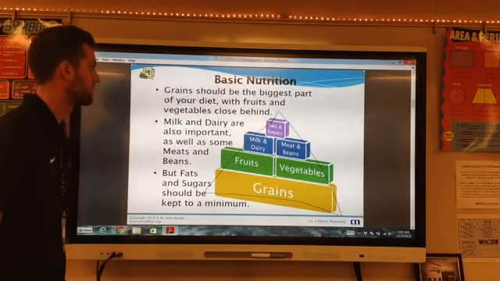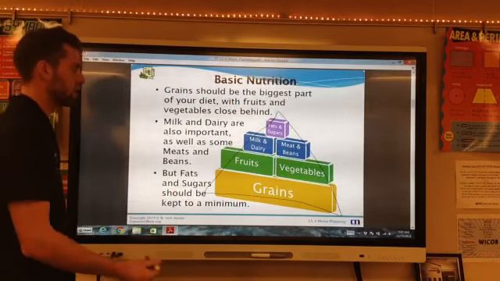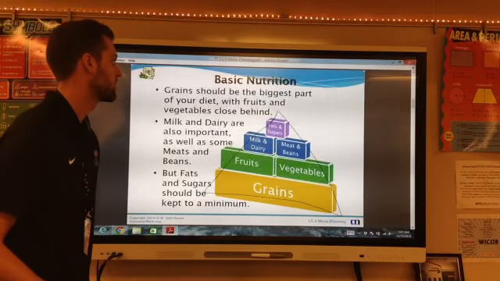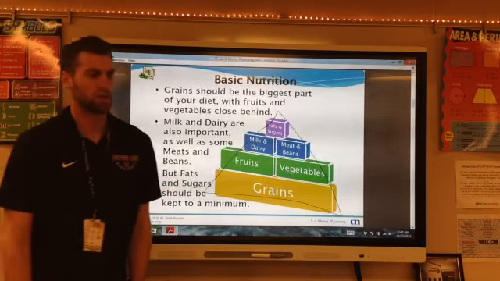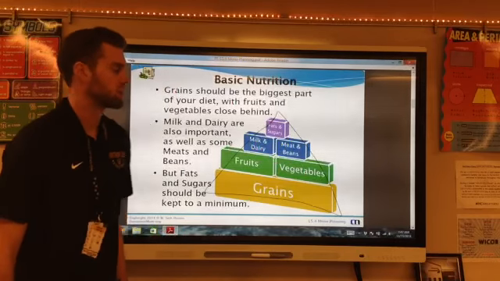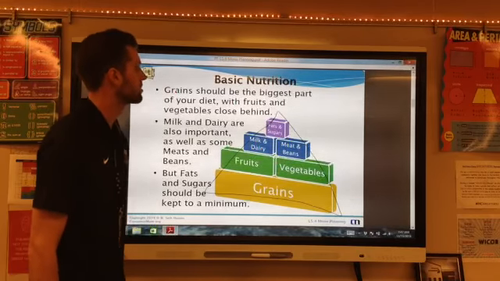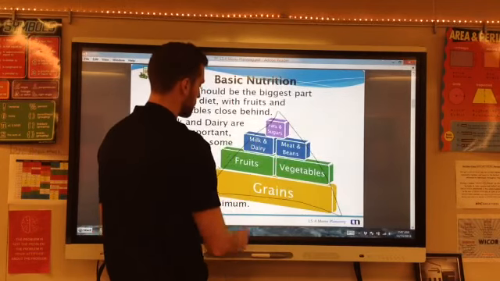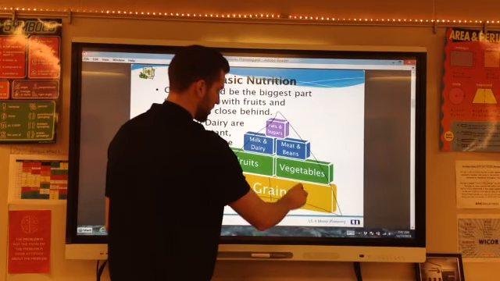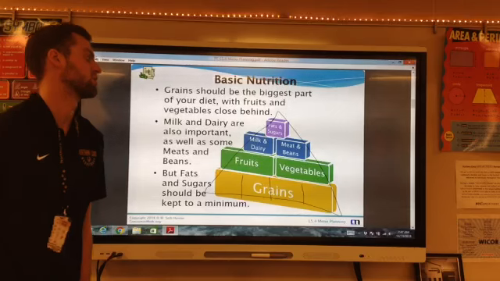There's our little pyramid. Then milk and dairy, meat and beans come after that, and then we have fats and sugars on the top. Those are going to be like your chips or other types of snacky foods, candies. That's going to be on top. We want what looks like to be almost 4 times as many grains as we want fats and sugars.